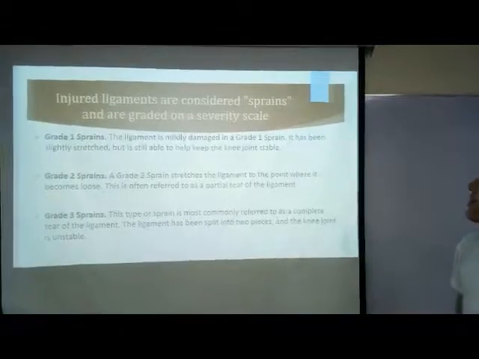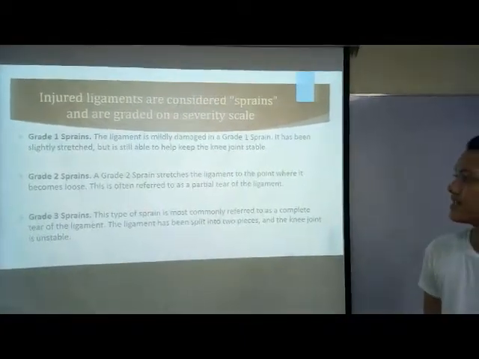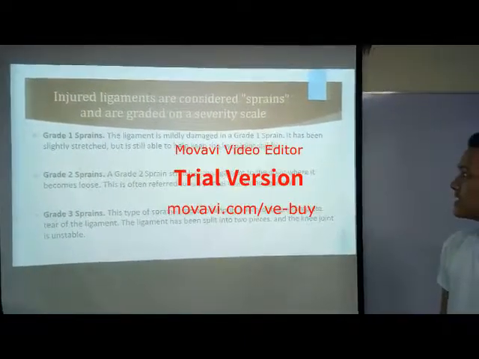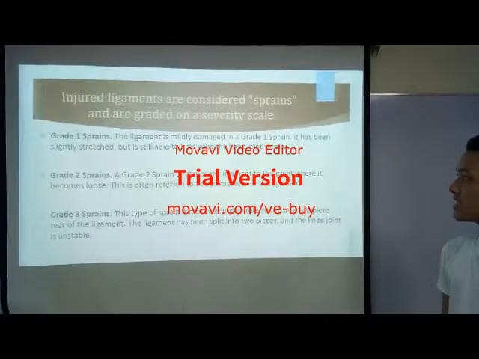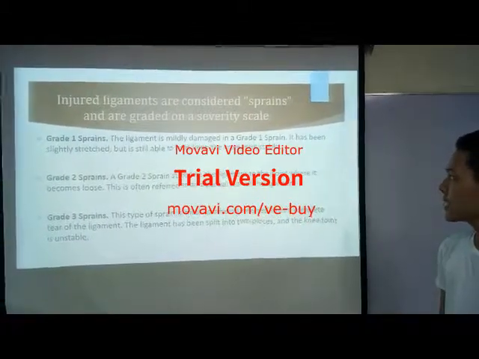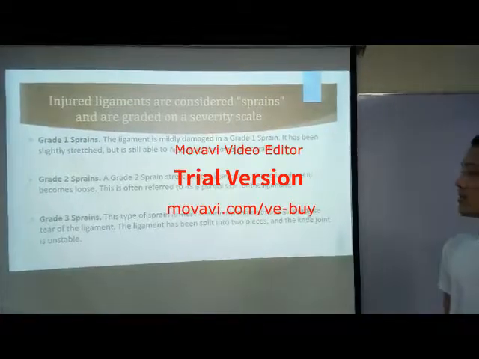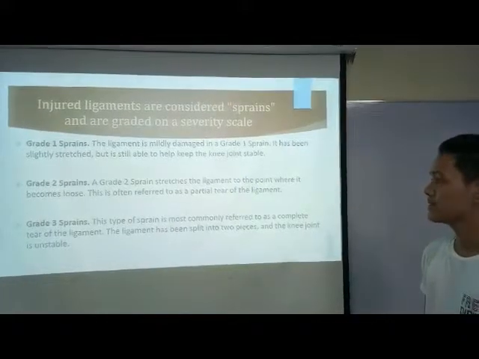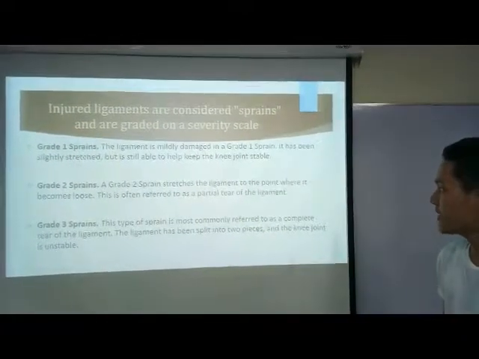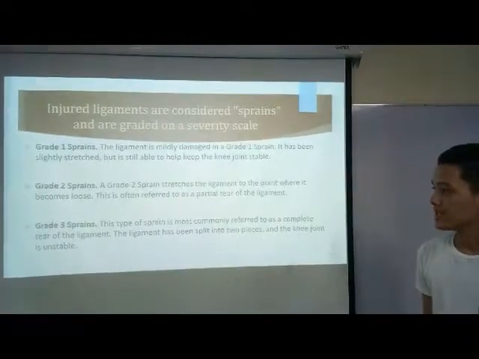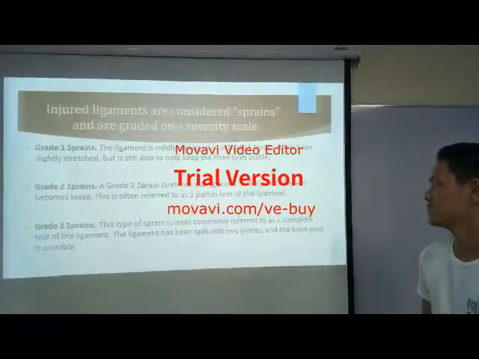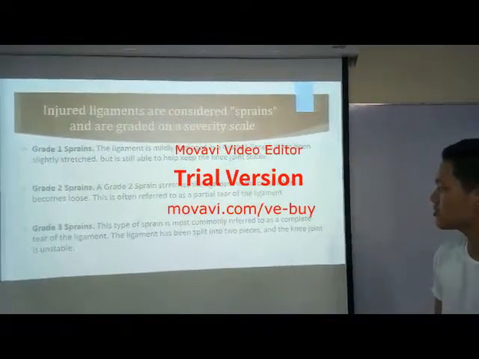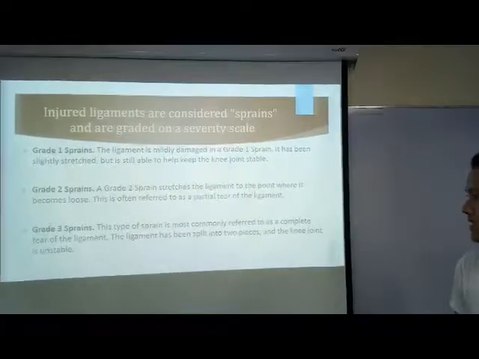Injured ligaments are considered sprains and are graded on a severity scale. Grade 1 sprain: the ligament is mildly damaged, slightly stretched but still able to help keep the knee joint stable. Grade 2 sprain: stretches the ligament to the point where it becomes loose. This is often referred to as a partial tear of the ligament. Grade 3 sprain: most commonly referred to as a complete tear of the ligament. The ligament has been split into two pieces and the knee joint is unstable.